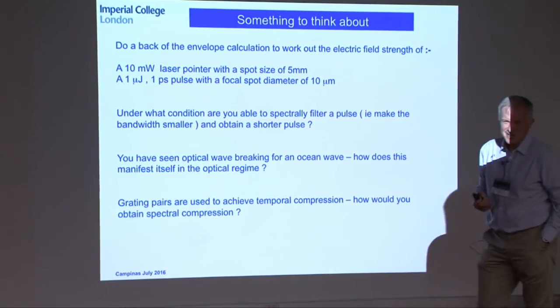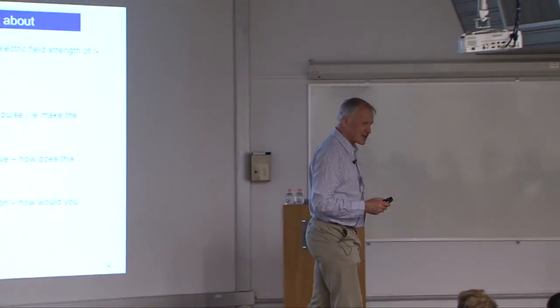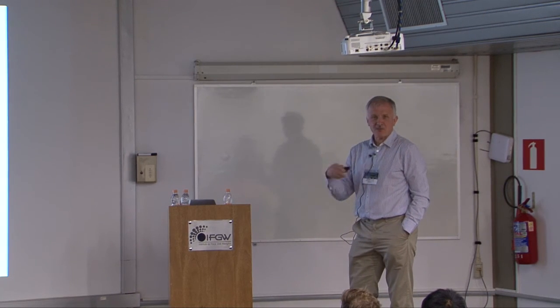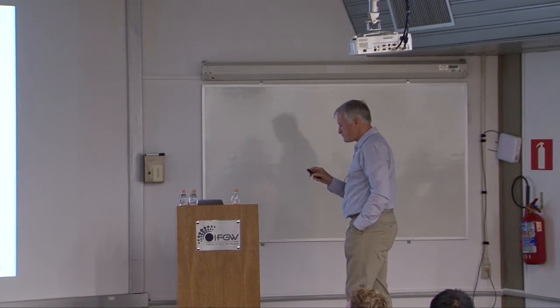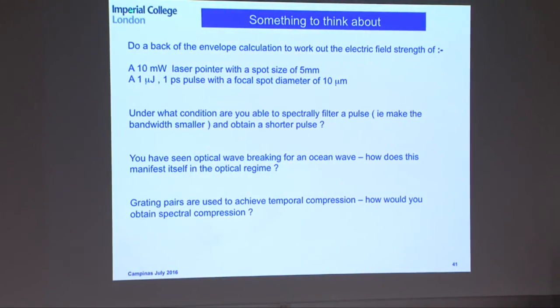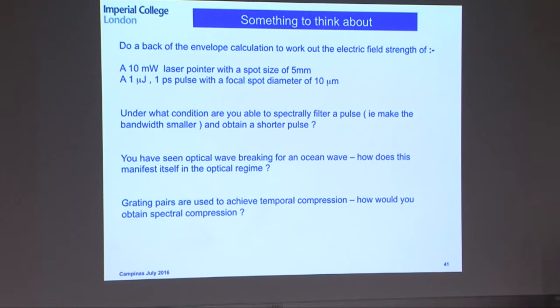I meant to give you questions. But if I have to ask you a question, I have to mark it, do I? So really, all I want you to do is just think about what's been told this morning. The questions I would ask you are very simple. What I'd like you to do is a quick back-of-the-envelope calculation to work out, for example, if you have a 10 milliwatt laser pointer with a 5 millimeter spot size on the board, what's the electric field associated with that? And then take a microjoule picosecond pulse and focus that down to 10 microns. What's the electric field that you will get from that? You don't have to work anything out, just compare those.